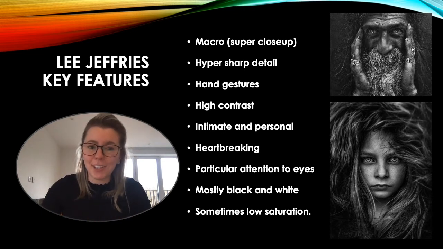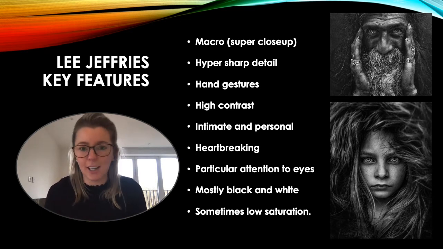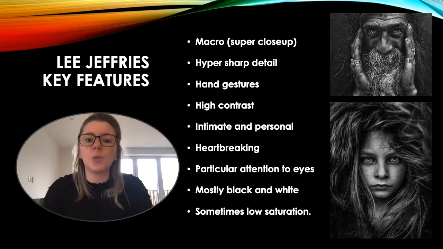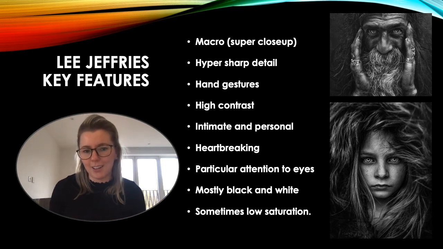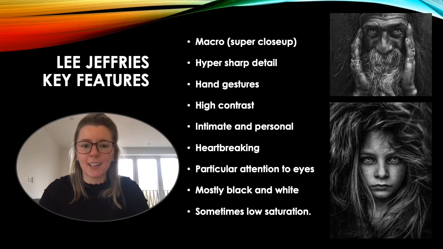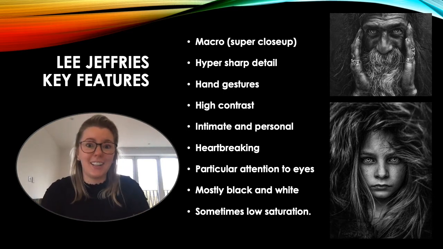So we're going to have a look at some of those key features now and how we can include these in our works today as well. So first up, I've said that one of the key features in Lee Jeffries' work is that he shoots in macro. And all macro means is a really super close-up. And you can either achieve this with a special lens if you were shooting on a DSLR. You might even have a feature or setting on your smartphone camera. Brilliant if you do. If you don't, worry not. Just move closer to your subject and that can replicate the style.